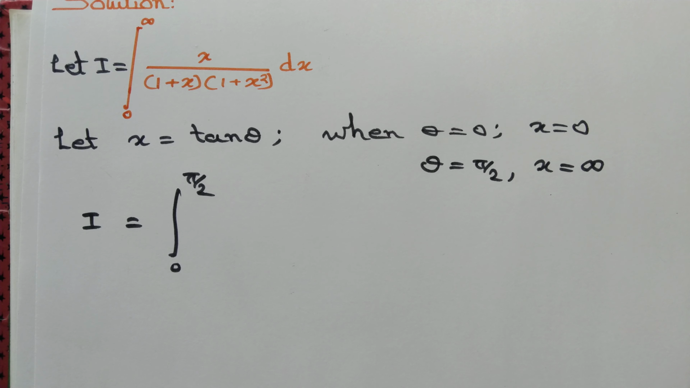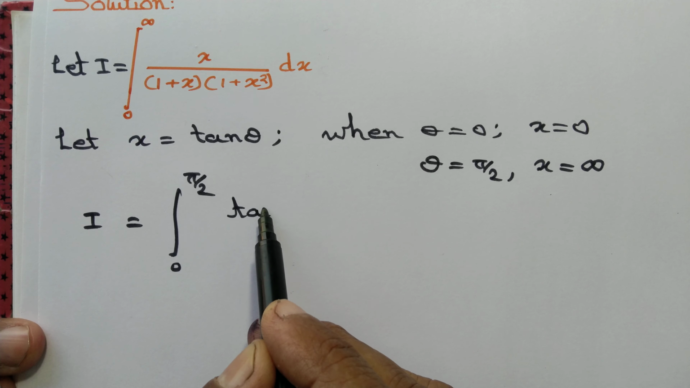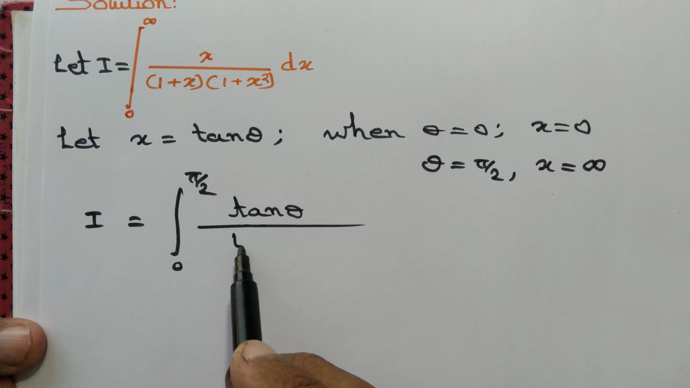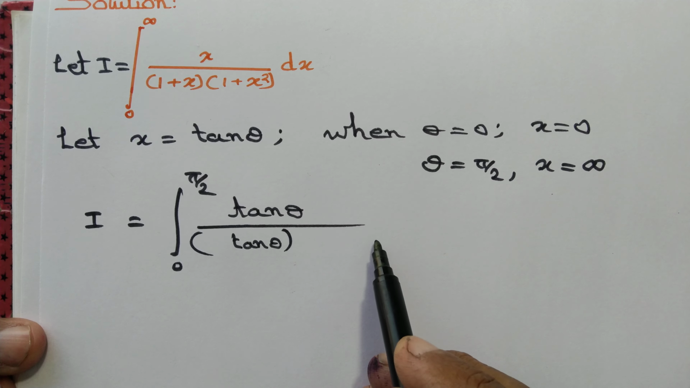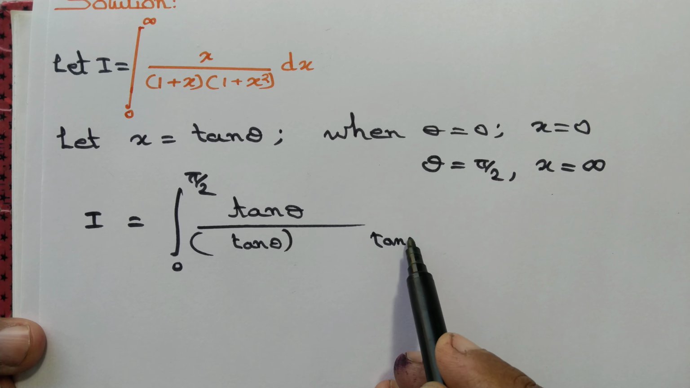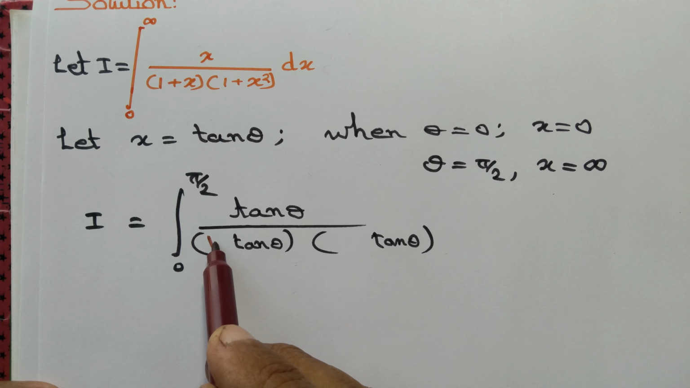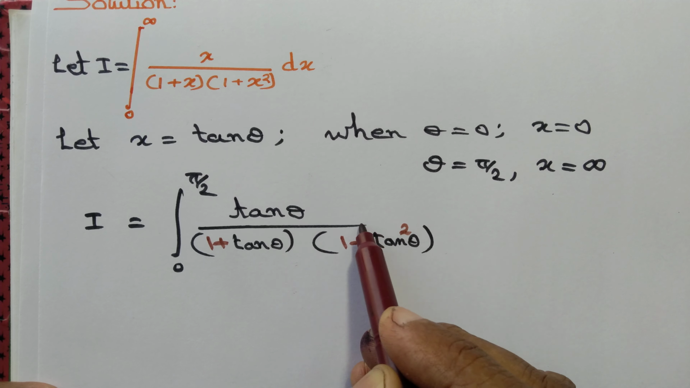How about x? Instead of x, I can write tan theta. The rest of the expression we can copy as it is: 1 plus copied, squared copied.